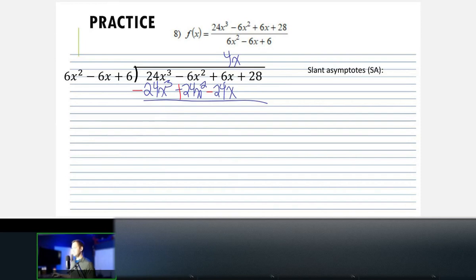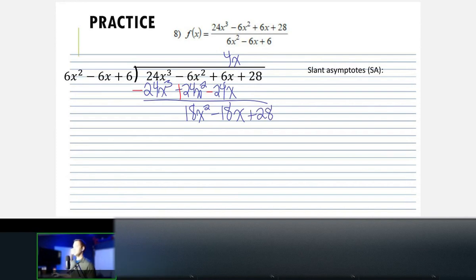All right, and then combine. 24 minus 24 is 0. Negative 6 plus 24, I think, is 18 maybe. Is it 18, everyone? Math is hard sometimes. And then 6 minus 24 is, I don't know, negative 18? Yeah. And then we bring down the 28.